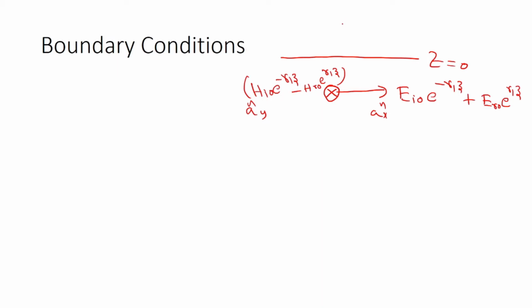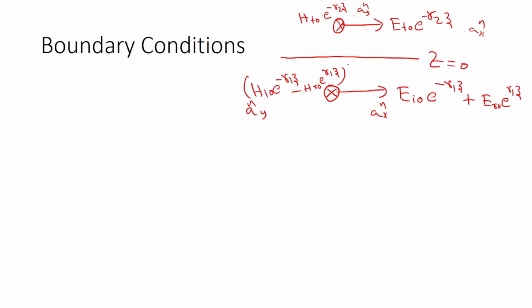Similarly, inside medium 2, I have electric field intensity along the direction of Ax cap, which is equal to Et naught exponential of minus gamma 2z, and the magnetic field intensity along Ay cap, whose magnitude is equal to Ht naught exponential of minus gamma 2z. This is along Ay cap and this is along Ax cap.